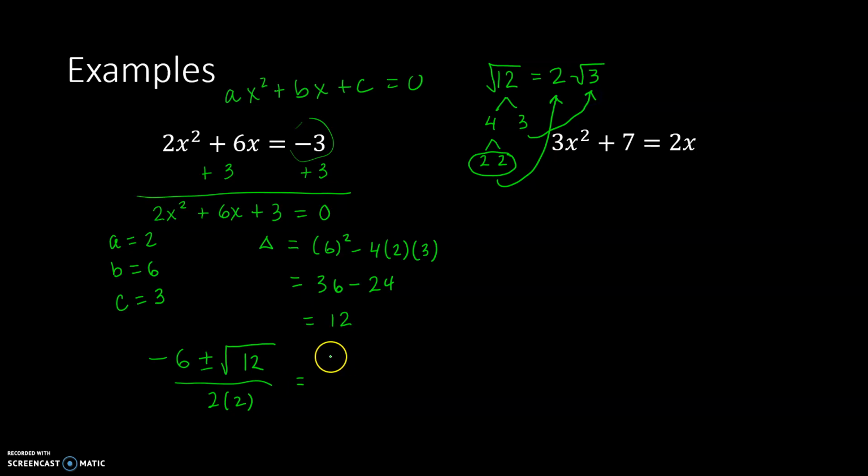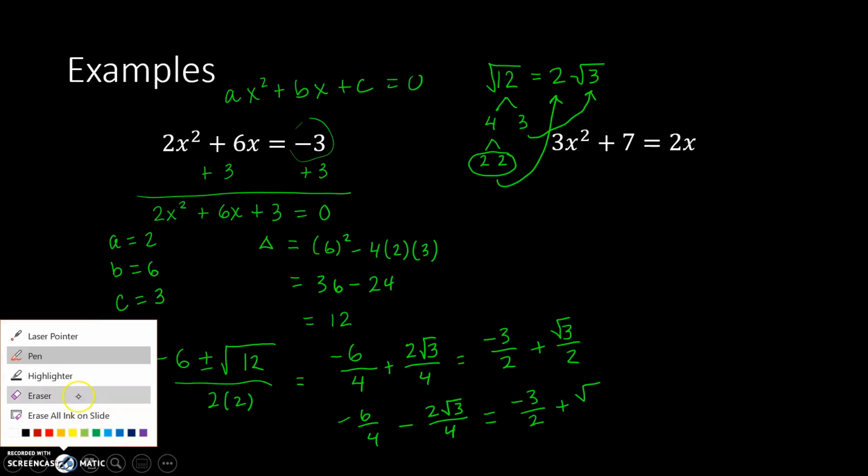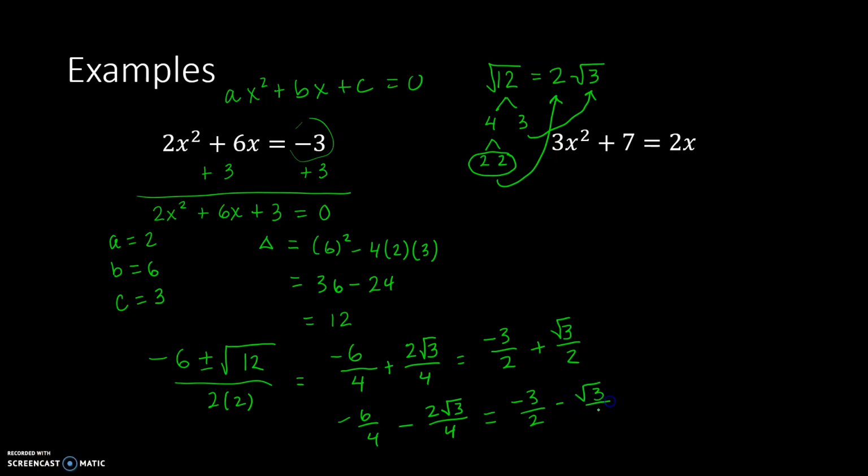So if I rewrite this as two separate fractions, it'd be negative 6 over 4 plus 2 root 3 over 4 and negative 6 over 4 minus 2 root 3 over 4. Those fractions all have even numbers, so they can all be reduced. Dividing everything by 2. Oops, I forgot to write that as a minus sign. So those are my two solutions to that quadratic equation.